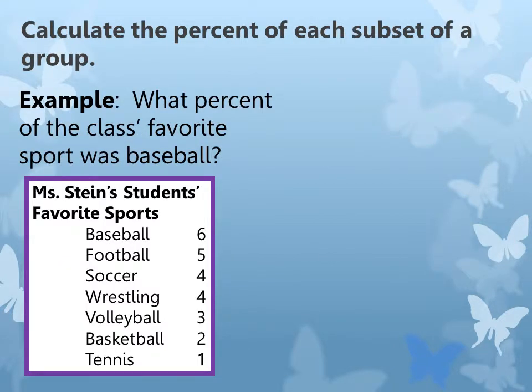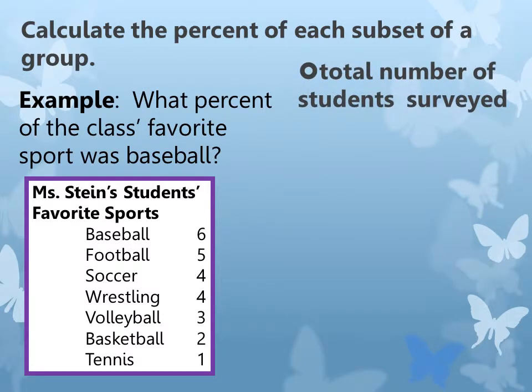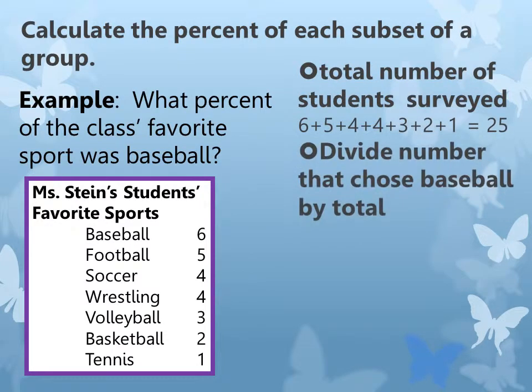Okay, last one. We want to be able to calculate the percent of each part of a group. And we're just going to do one for an example. So, what part of my class's favorite sport is baseball? The very first thing you would do is add up all the students. So, 6 plus 5 plus 4 plus 4 plus 3 plus 2 plus 1. Okay, that's 25 kids.